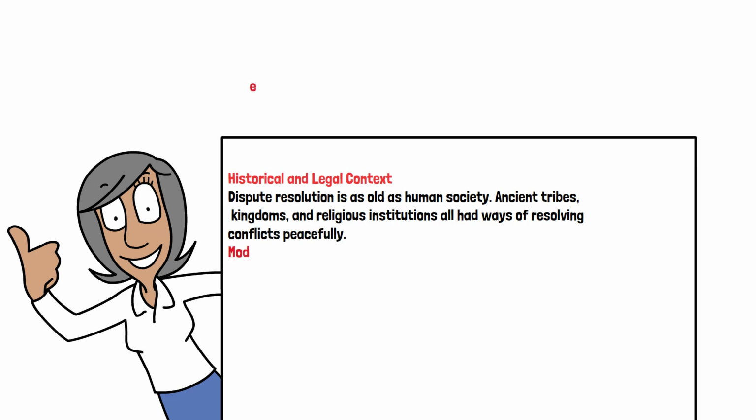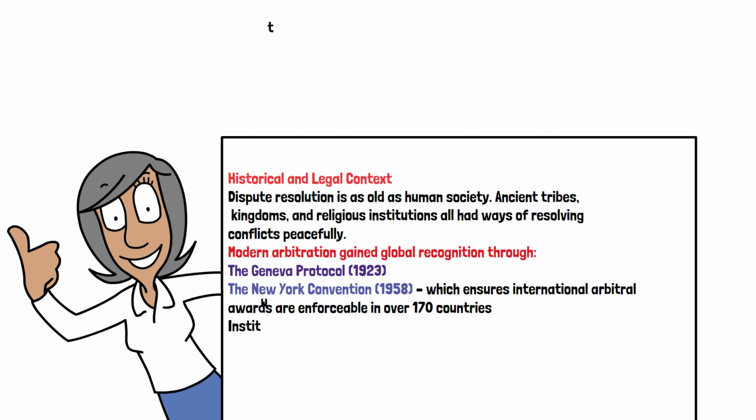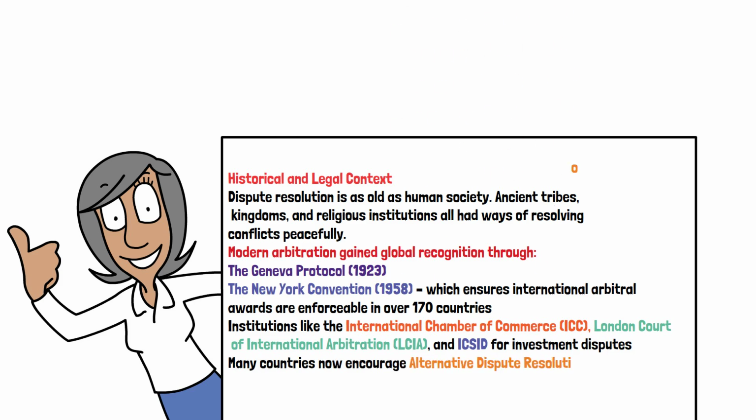Modern arbitration gained global recognition through the Geneva Protocol, 1923, and the New York Convention, 1958, which ensures international arbitral awards are enforceable in over 170 countries. Institutions like the International Chamber of Commerce, ICC, the London Court of International Arbitration, LCIA, and ICSID for investment disputes. Many countries now encourage alternative dispute resolution, ADR, in civil, commercial, family, and labor matters to reduce the burden on courts and promote harmony.